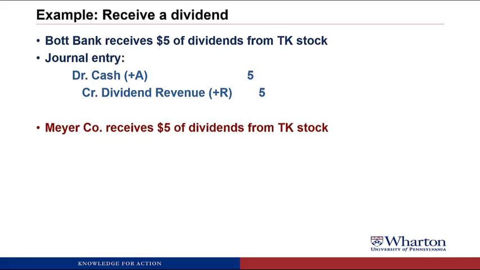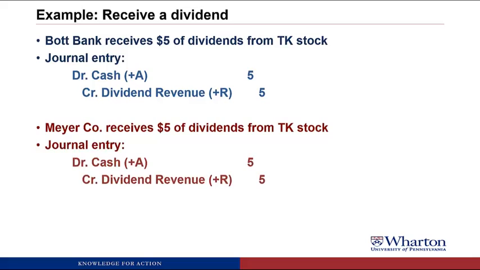Meyer gets the same dividend because they own the same percent of stock, and they make the same journal entry. They get cash, they get to record it as dividend revenue, and there's no difference, again, between the two methods anytime we receive a dividend on our investment.